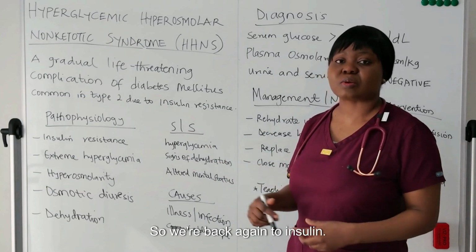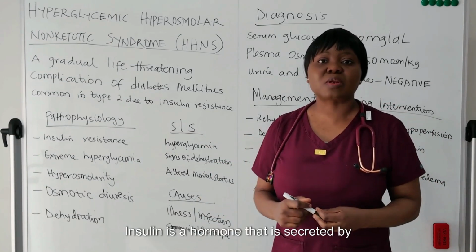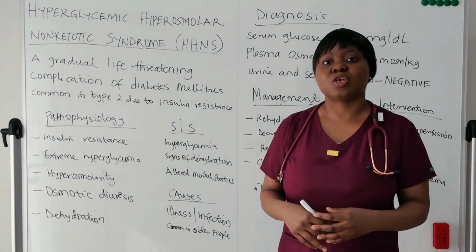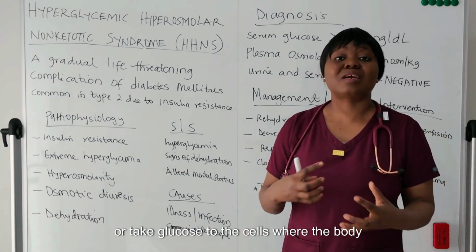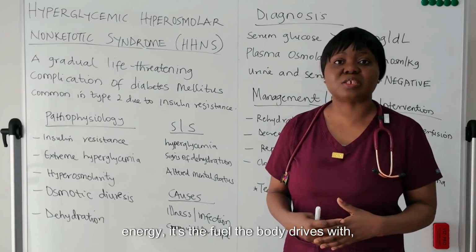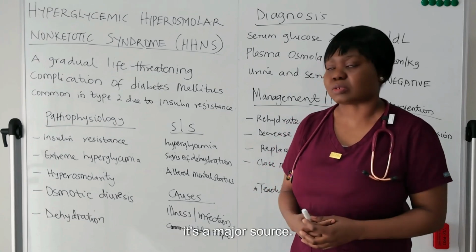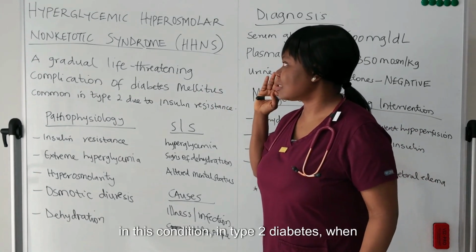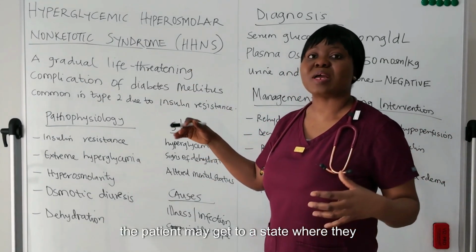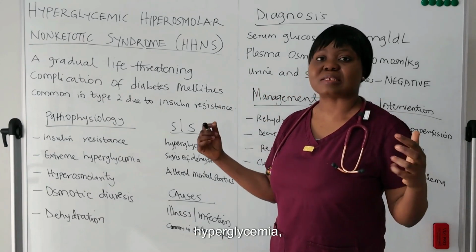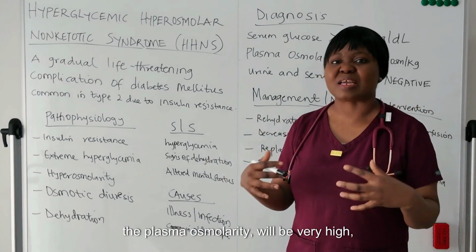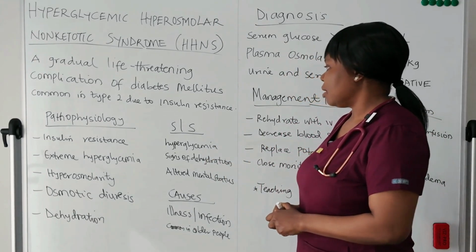So we're back again to insulin. What does insulin do? Insulin is a hormone that is secreted by the pancreas, the endocrine function of the pancreas, to take glucose to the cells where the body needs it the most, because glucose is a major source of energy, the fuel the body drives with. So in type 2 diabetes, when there is resistance to insulin, the patient may get to a state where they develop hyperglycemia so high that the plasma osmolarity of the blood will be very high, greater than 350 millimole per kilogram.